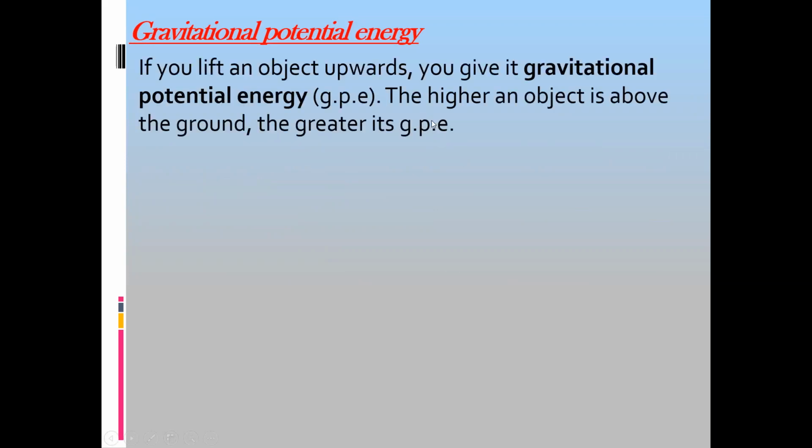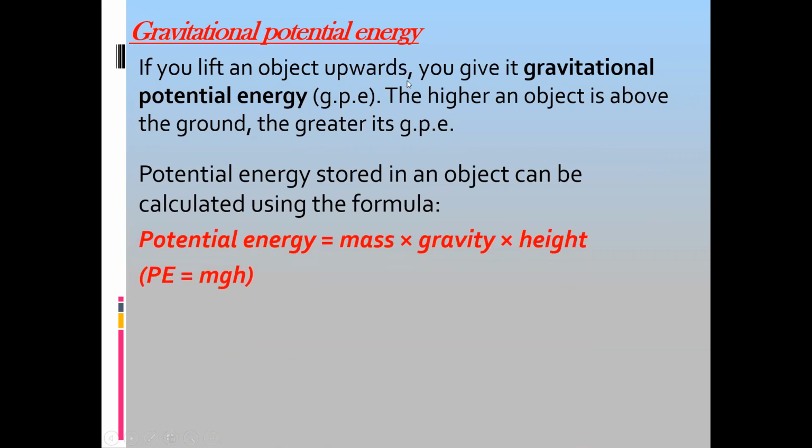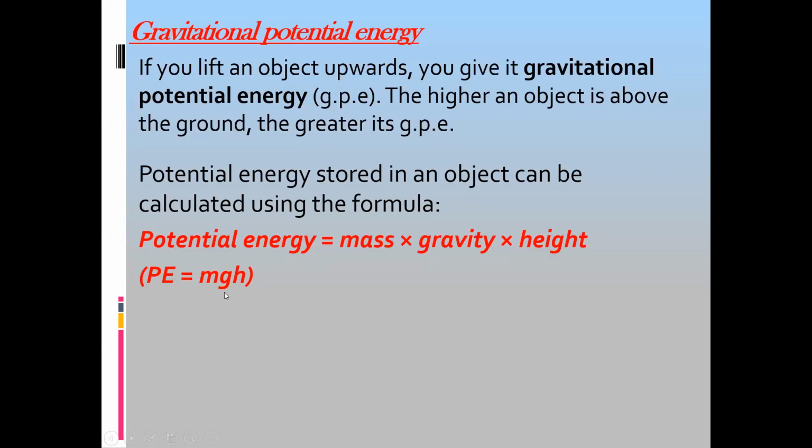How to calculate the gravitational potential energy? The gravitational potential energy is energy which is stored due to change in height, and it can be calculated by a formula multiplying mass with gravity with height. So mgh: potential energy is mgh.